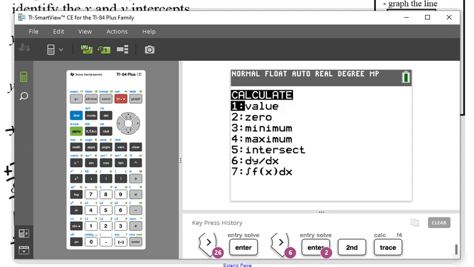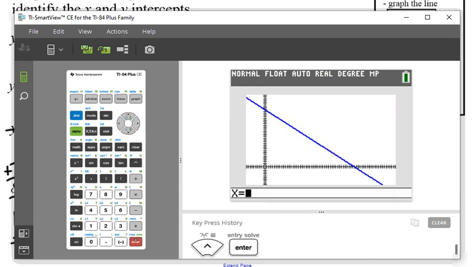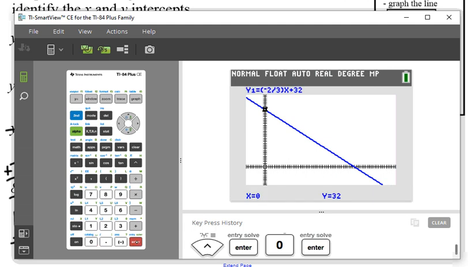And now, second trace. How do I get the y-intercept? I hit number 1, value, enter. What do we want x to be? 0, but we already showed. Enter. It's at 32. So there's our y-intercept, and you can add that.